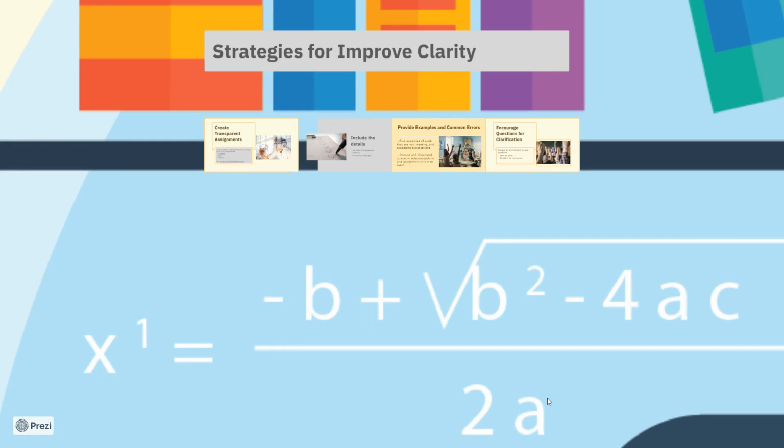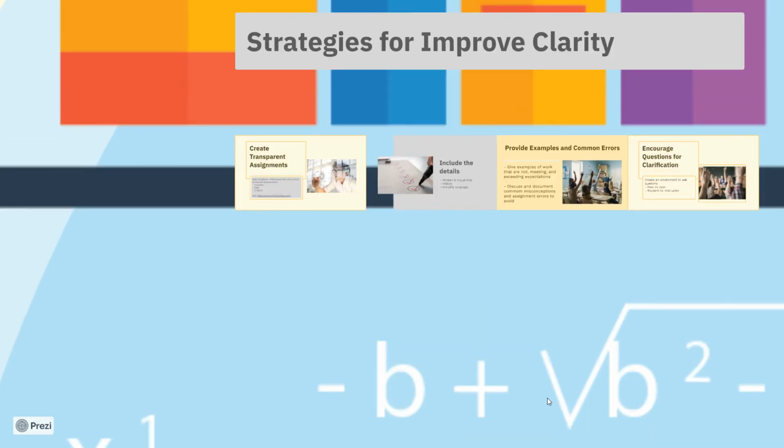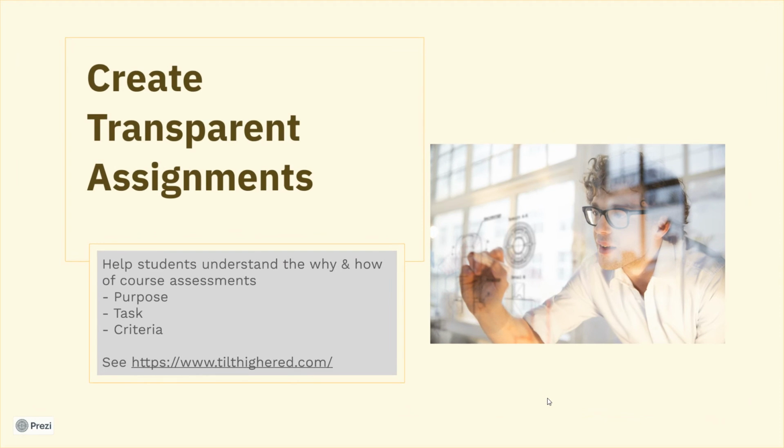So what can we do to improve the clarity of our assignments? The first is creating transparent assignments. Maybe you've heard of this before. You're welcome to see the link below for more details. But a transparent assignment focuses on three things to understand the why and the how of our course assessments.